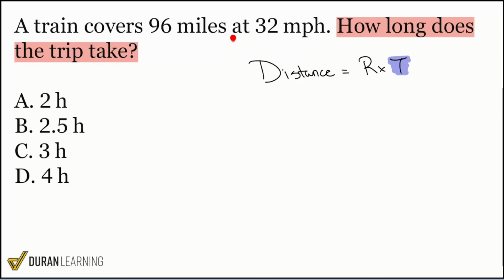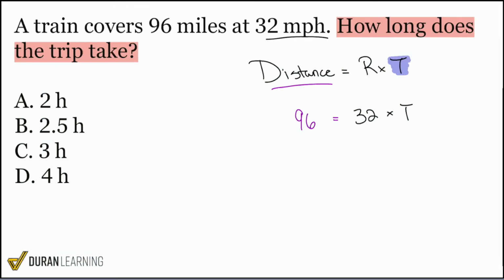It says 96 miles. That is a distance. I'll plug that in right here. Then we have 32 miles per hour. That is a rate. Miles per hour. 2 units together. So right there, boom. And you see that we're trying to find time. But the 32 is in the way. 32 miles per hour is in the way.